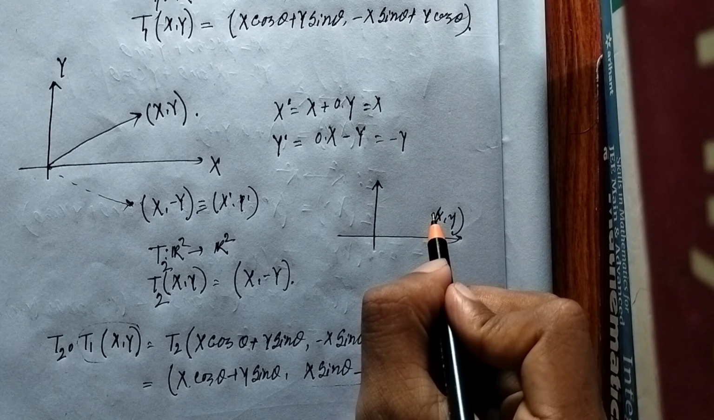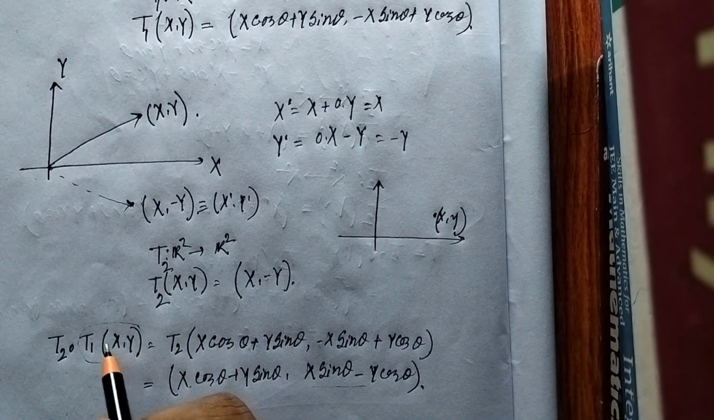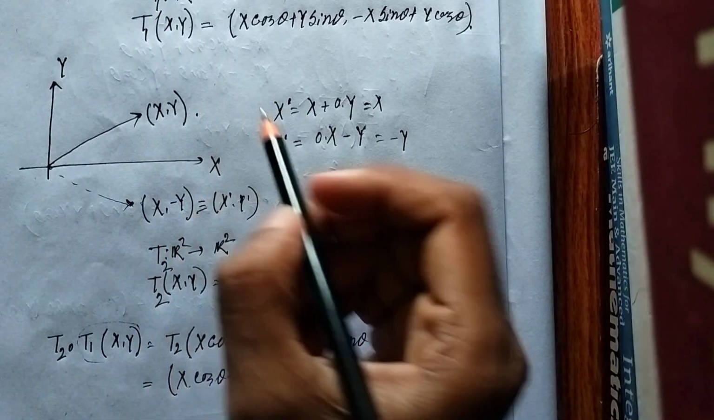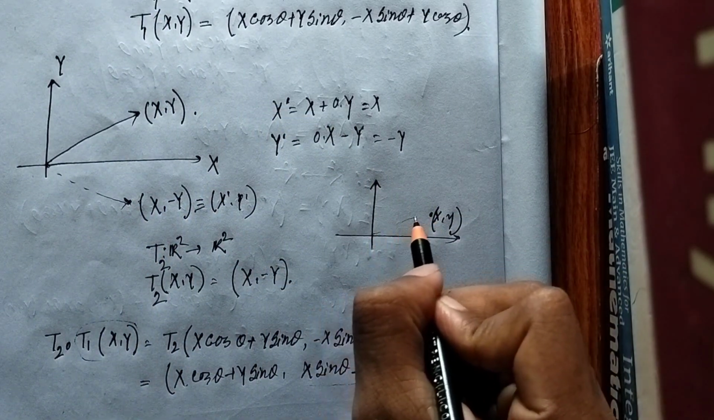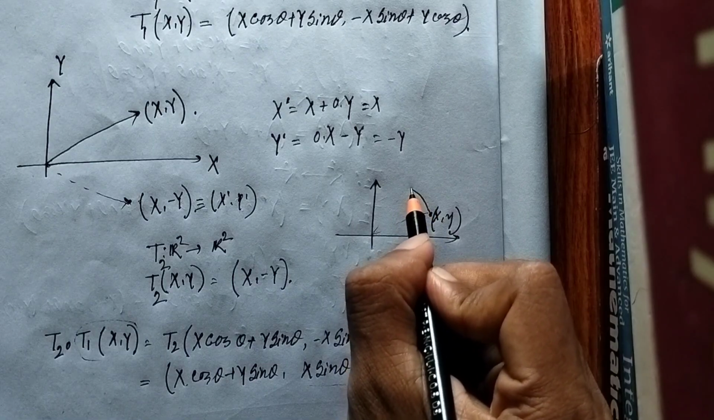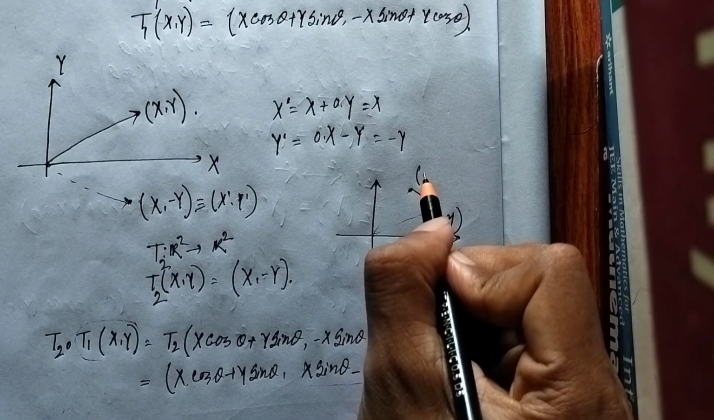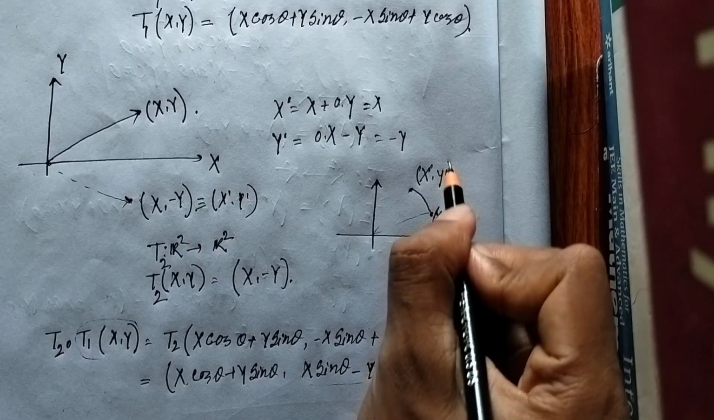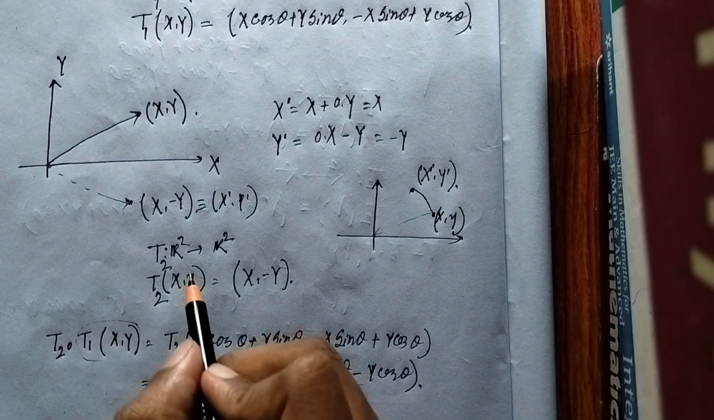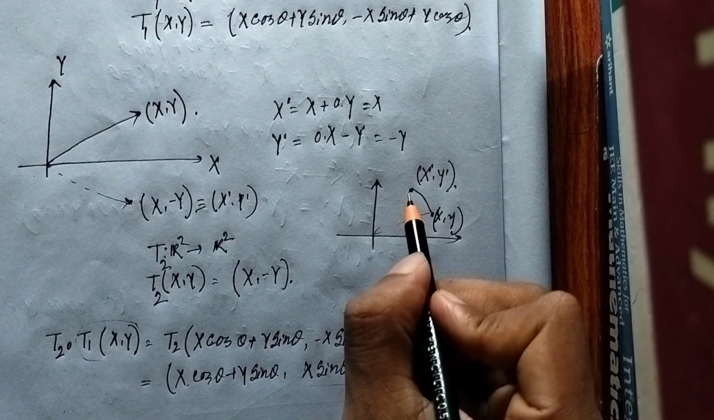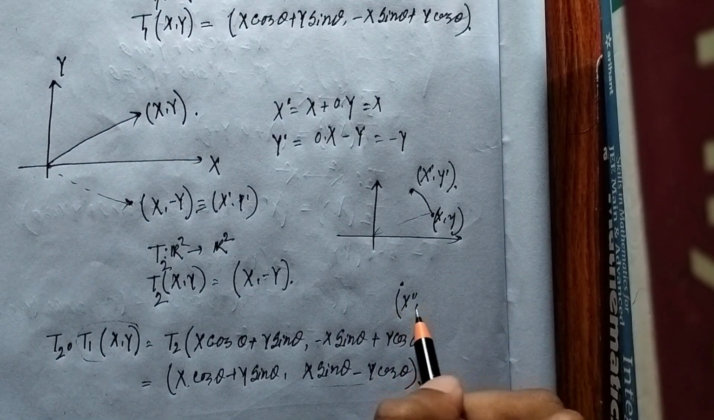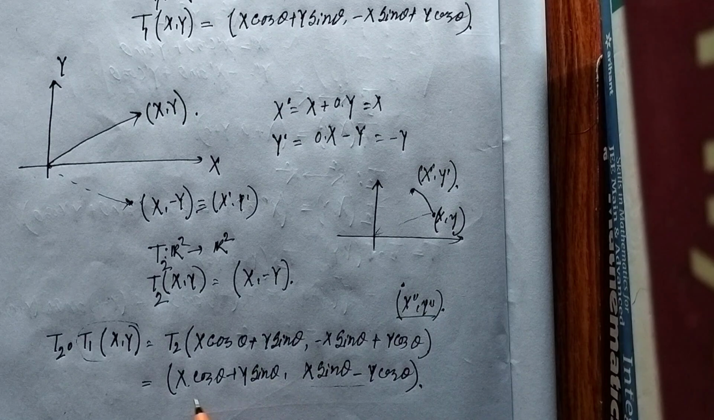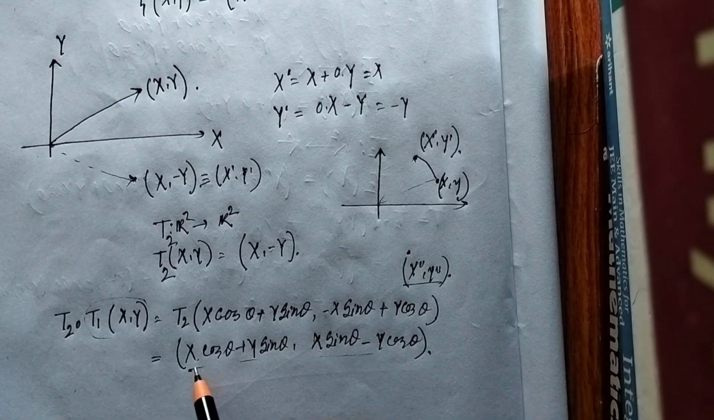So if this is a point and I apply T1 first, that means I am applying the rotation first. The xy plane is rotated by angle theta, and the point (x, y) comes here. Let's say this is (x', y'). After that comes T2, the reflection about the x-axis. After the reflection the point will be here, let's say (x'', y''), and x'' and y'' equal this.